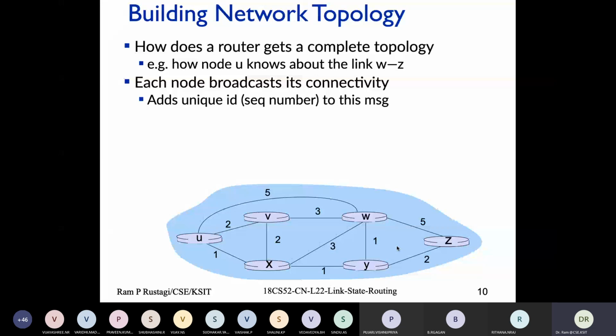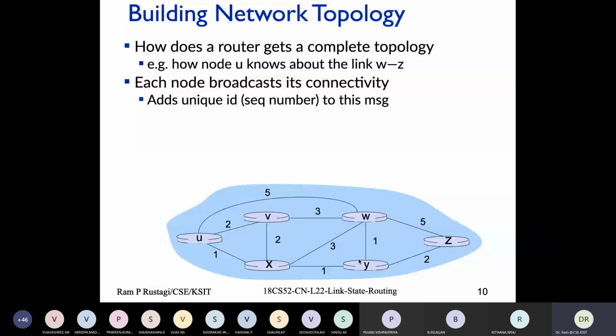Now consider a case where U is sending its link state message, meaning the UW cost is 5, the UV cost is 3, the UX cost is 1, and this message goes to W, V, and X. They will further broadcast it if they have not broadcast it, and eventually each router will receive the message. So the question I am asking is, when you send a broadcast message of connectivity, how many copies of the message would Y receive?